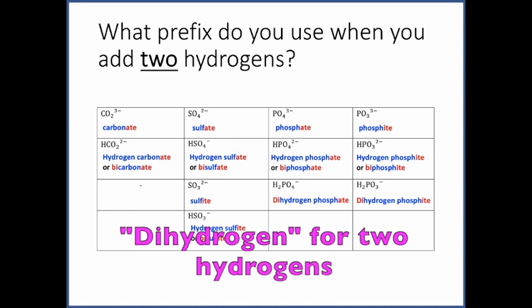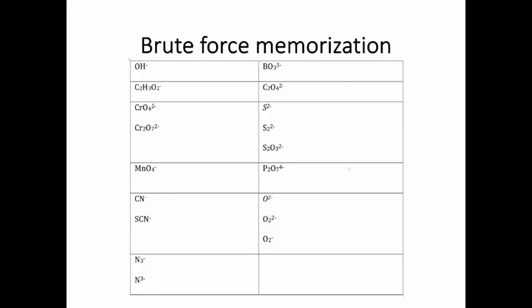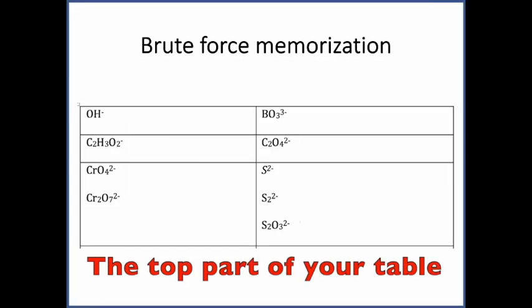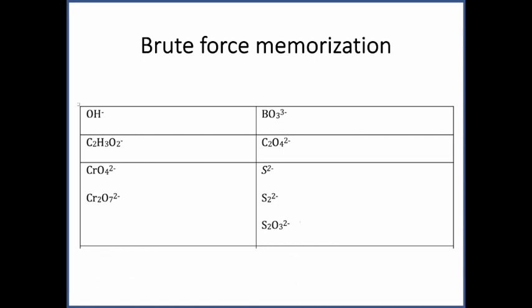Di means two. There are a few more common anions you need to know. There are some little patterns here and there, but for the most part, these will involve brute force memorization. Okay, we're going to start by going down the left column. OH- is the hydroxide ion, and that is going to be extremely important when we study acid-base. C2H3O2- is acetate.